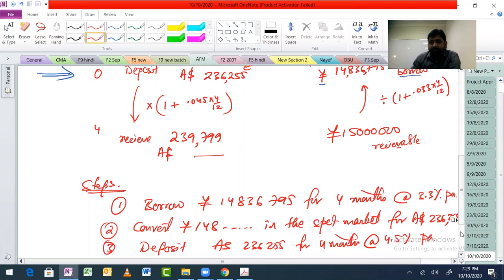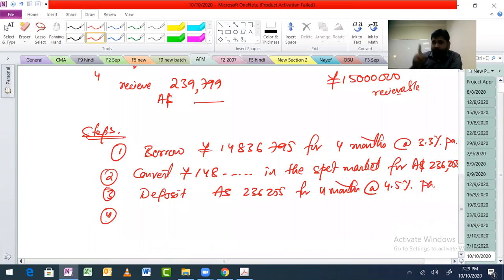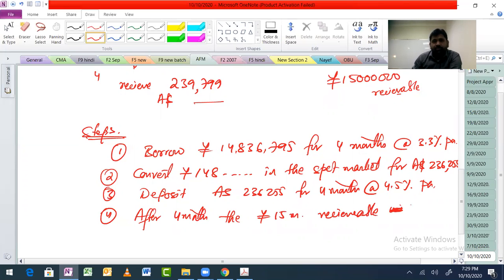Done. And then the fourth step will always be the foreign market. All right. So since you have borrowed this, you have to fix this one. All right. So after 4 months, the 15 million receivable, okay, is used to pay off the borrowing.